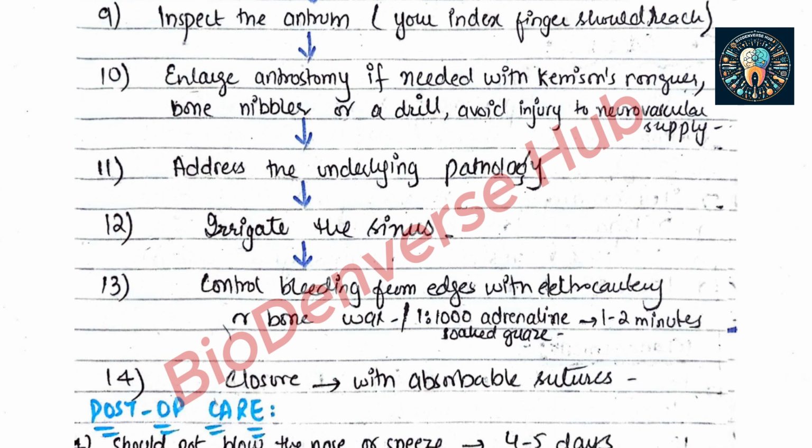After that, if it is needed, you need to enlarge the antrostomy either with the Ranger's bone nibbler or drill. In that regard, you need to avoid any injury to the neurovascular bundle out there. After you have done your antrostomy preparation, you need to address the underlying pathology.